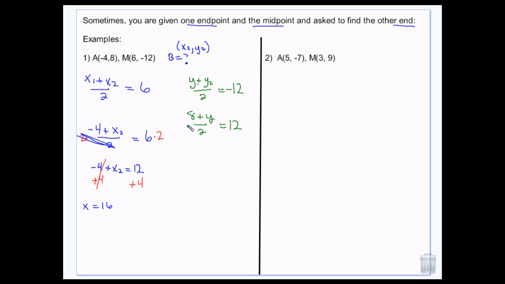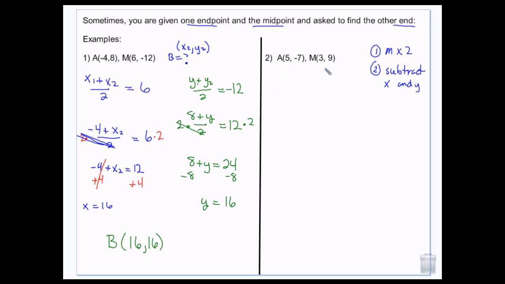I don't have the second y, but if I multiply both sides by 2, those 2's cancel, so I get 8 plus y equals 24. Subtract 8 from both sides, and y is 16. So the end would be 16, 16.